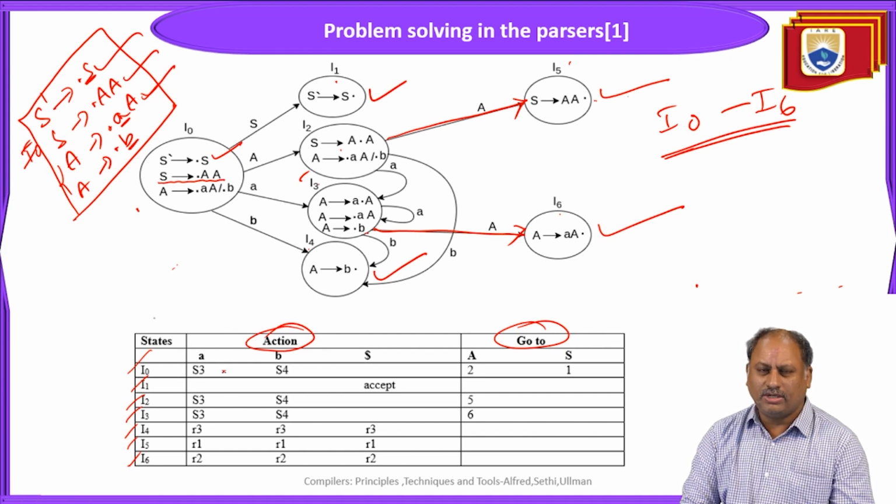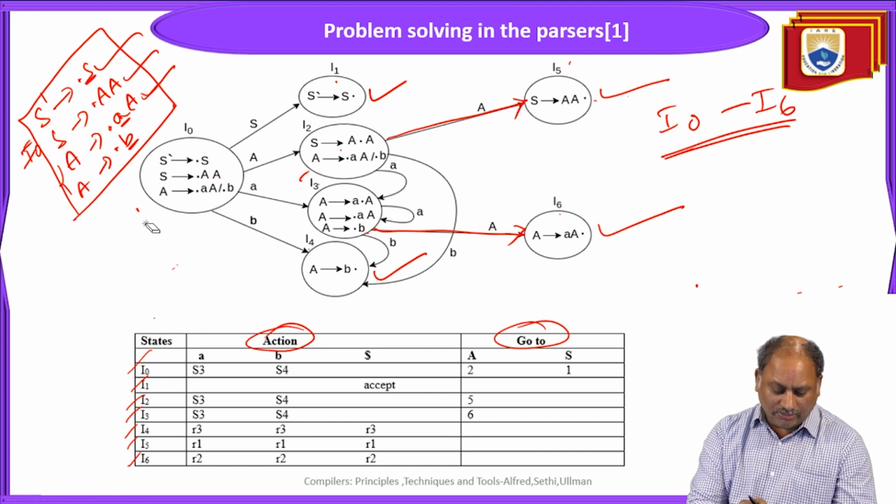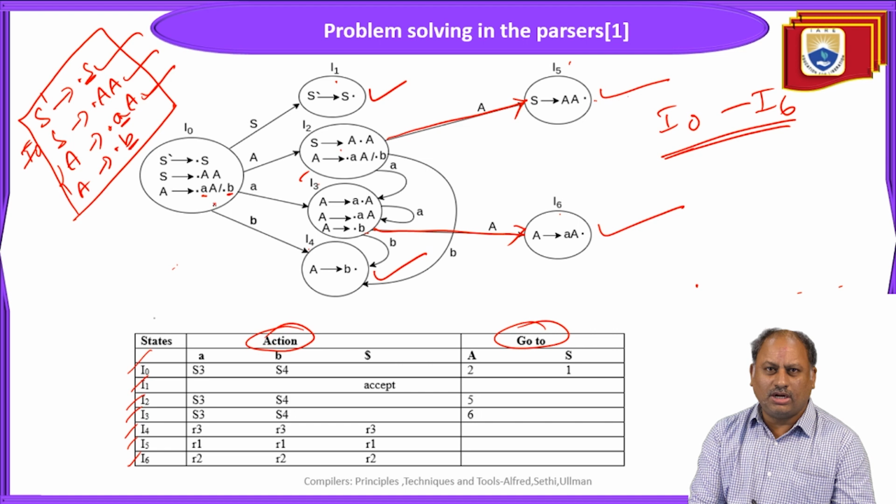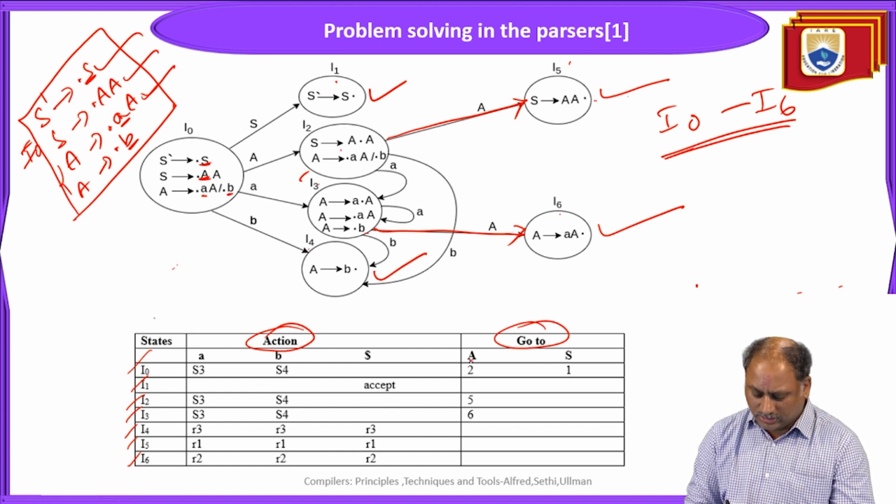What are the terminals available, and what are the non-terminals available in the given productions? Here, small a and small b are the terminals which are available, so those are to be considered as part of the action. And what are the non-terminals? Capital S and capital A. So these two are to be considered as the goto part. Like that, two sections are to be divided in the columns.